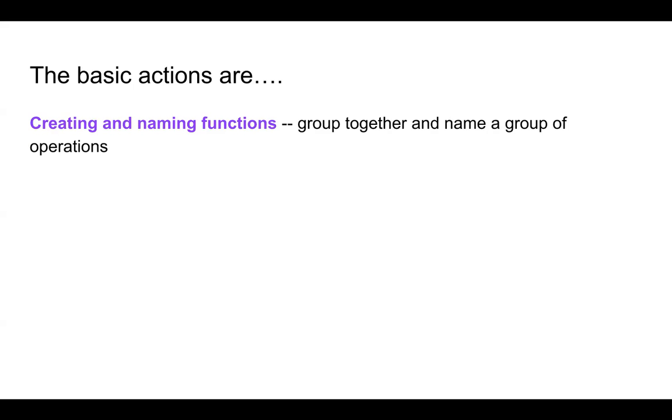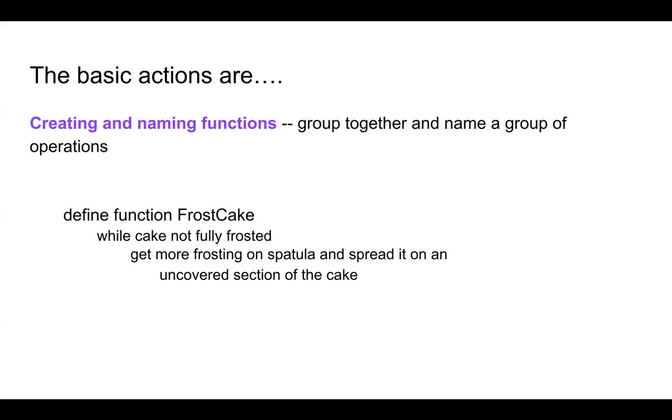The next basic concept is creating and naming functions. This is when we group together and name a series of operations so we can later on refer to the whole group as a single step and use it in the solution to a larger problem. For example, we could take our cake frosting iterative process and name it simply frost cake, and then refer to that by name every time you want to frost a cake.